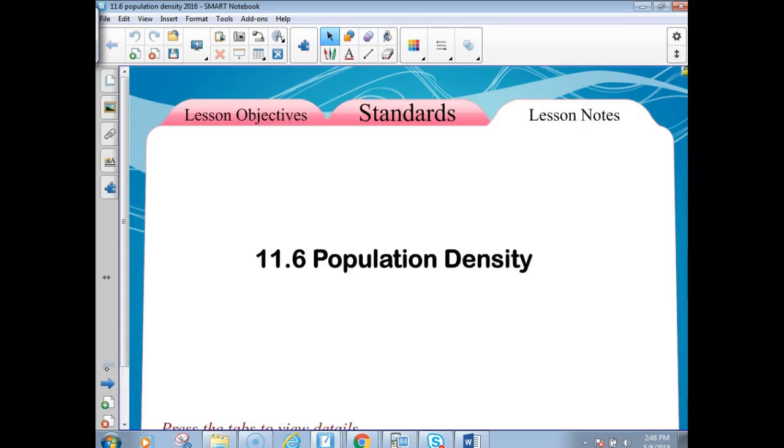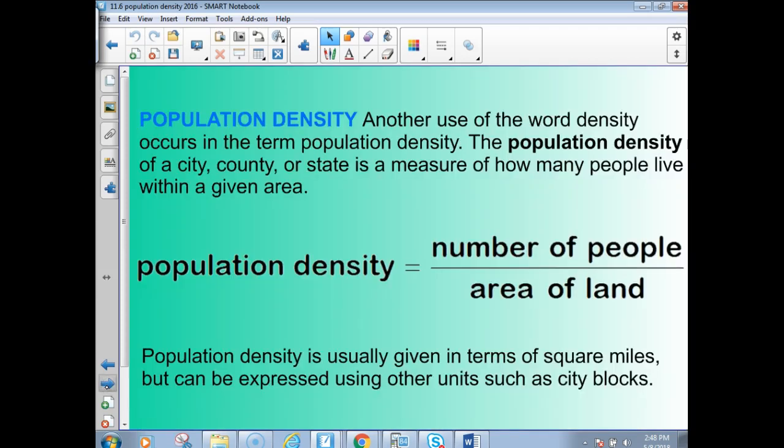All right, we're talking about population density, our last topic for chapter 11. Population density, another use of the word density. You might think of it as how thick something is or how dense a substance is. Another use for that word occurs in the term population density, and that means the population density of a city, county, or state, or even the number of deer in Rock Cut Park. It's the measure of how many people or animals live within a given area.